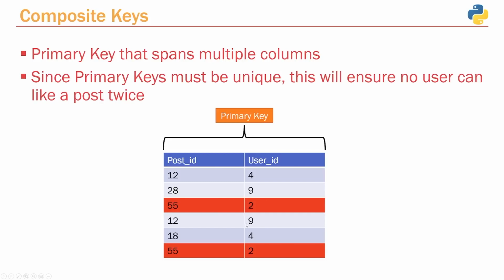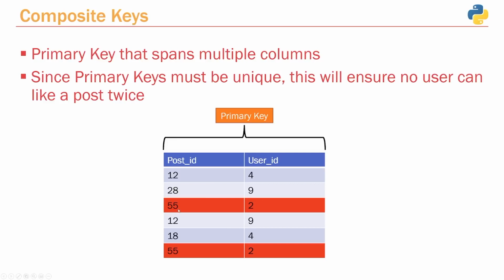So we can uniquely identify this row by saying, hey, I want the row with the post ID of 12 and a user ID of 9. There's going to be no other rows with that combination. And the same thing goes in the other direction. User 9 can like post 28, and he can also like post 12. Once again, we can uniquely identify either one of these rows, because post 28 with that user ID is a unique combination, and a post ID of 12 with a user ID of 9, once again, a unique combination.